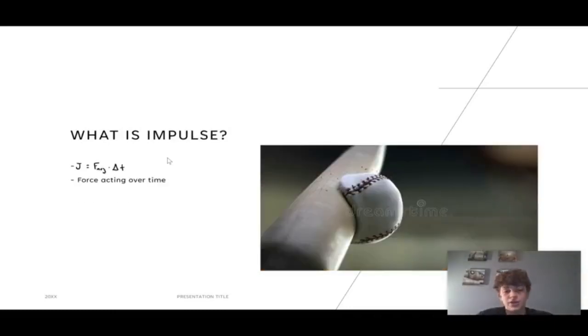Next, I want to answer the question, what is impulse? Impulse is a force acting over time. Impulse is denoted by J and equals the average force times the change in time. Another example of impulse that I could add to Robert's previous explanations could be someone hitting a baseball. The impulse would be the average force that the bat exerts on the baseball times the time that the baseball and the bat were in contact.